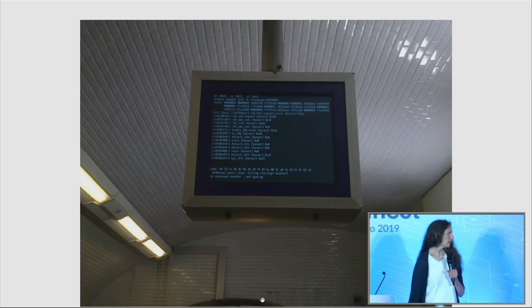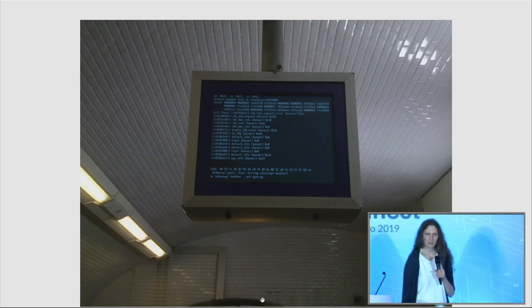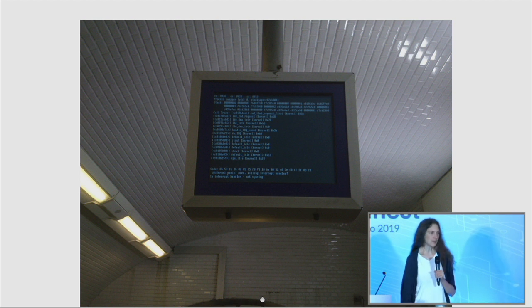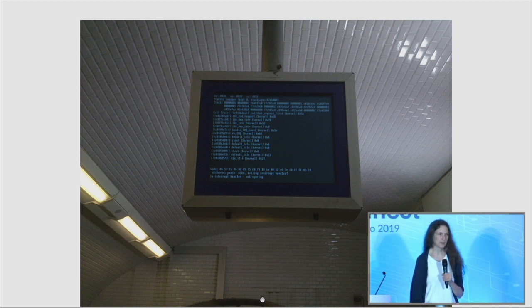So to give an idea of what our target is, here's a lovely picture of the Paris metro. You can see the curved walls, the white tiles, and in the middle you can see a monitor. It's not terribly visible, but if you study the monitor carefully, you realize that the RATP, the Metro Authority, they are using Linux. So that's very exciting.